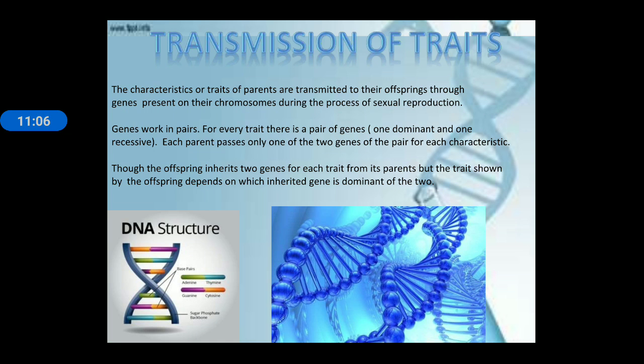Next, how transmission of traits will take place, means how the characters are transferred from one generation to another generation. The characters are transferred with the help of gametes during sexual reproduction. In gametes, each gamete has a nucleus, and the nucleus contains DNA, and DNA is the genetic material. DNA contains genes. A segment of DNA is known as a gene. So DNA is basically the structure which helps the transmission of traits from one generation to the next generation.